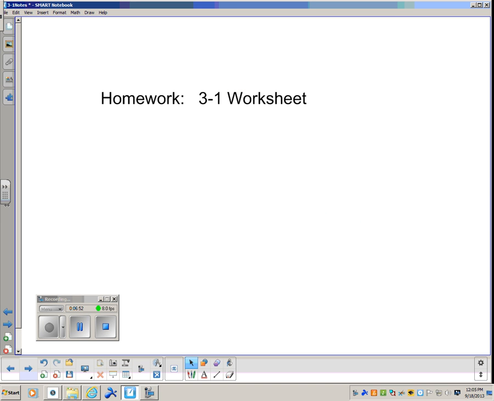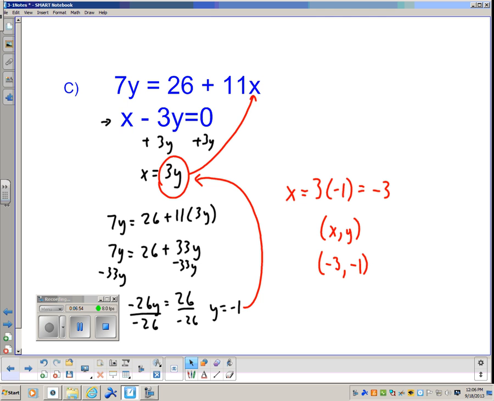So we're going to continue working on the 3-1 worksheet. Hopefully that would help you out there with solving using substitution. All right.